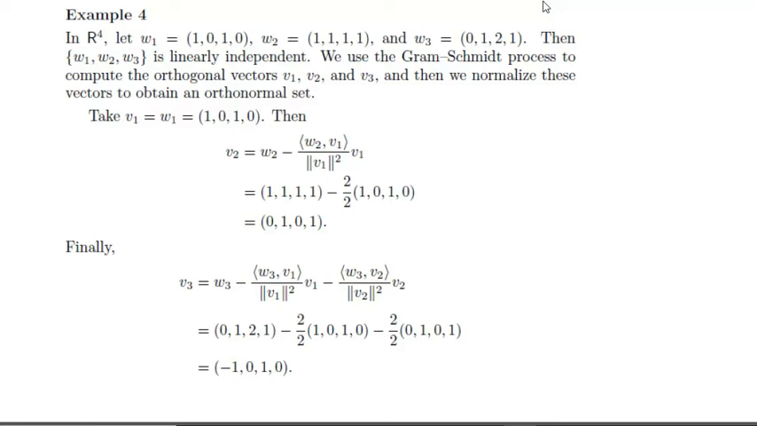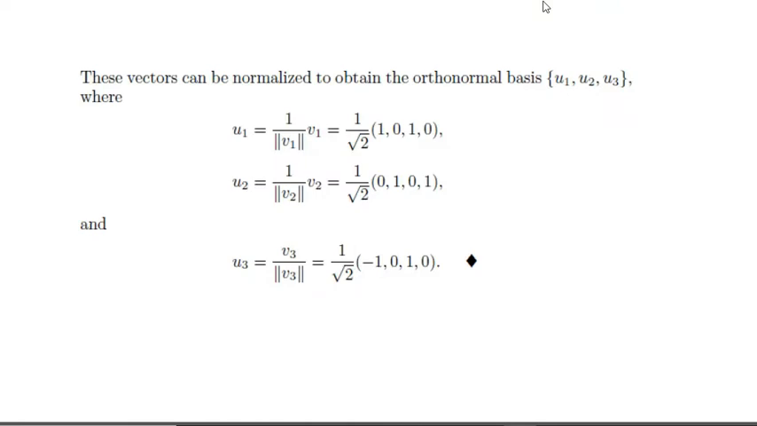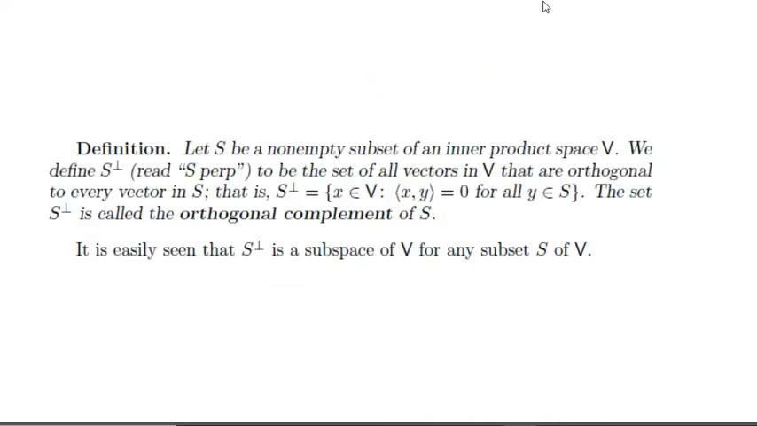So use that formula: v1 equal to w1. Next, v2 is equal to w2 minus the inner product of w2 comma v1 upon norm of v1 squared, times v1. We get v2 as (0, 1, 0, 1). Similarly, find v3, which will be (-1, 0, 1, 0). Divide each of these vectors by its norm. You will get the orthonormal basis, that will be u1, u2, u3.